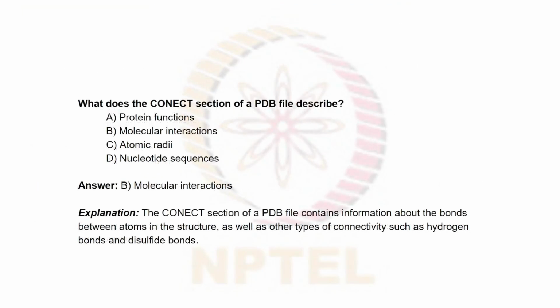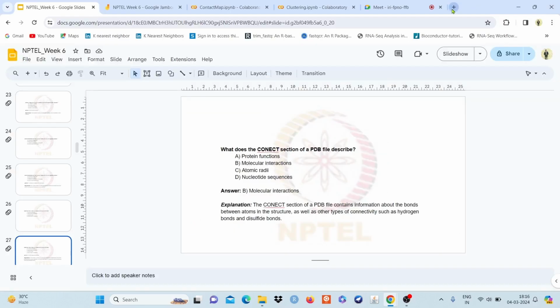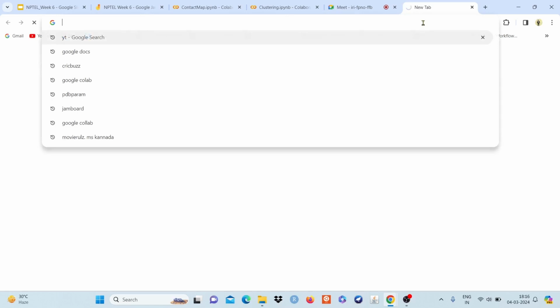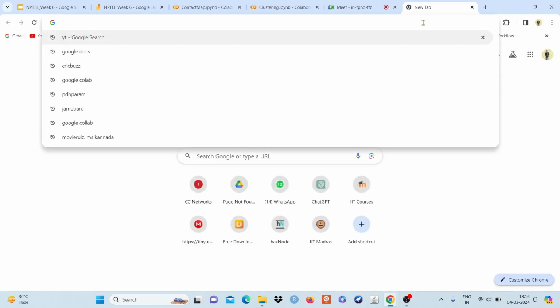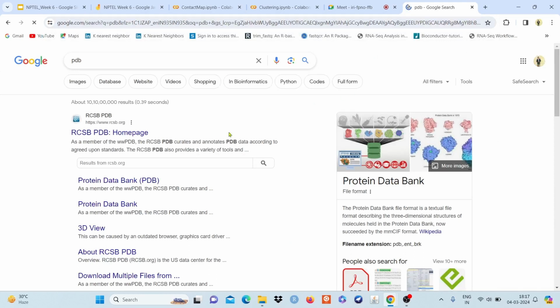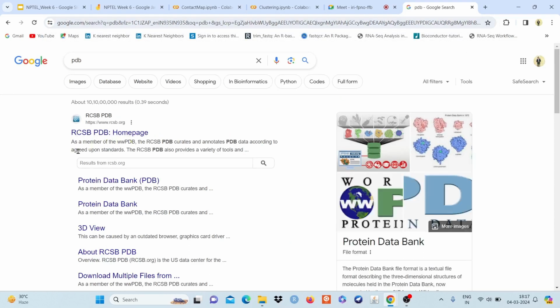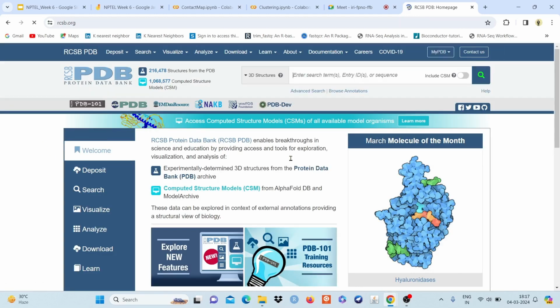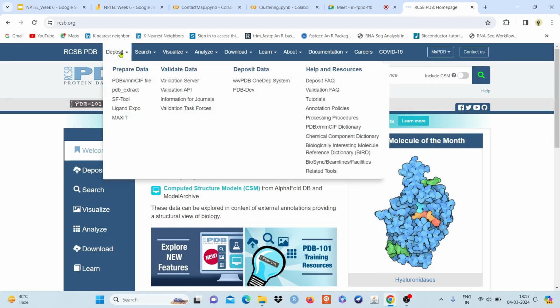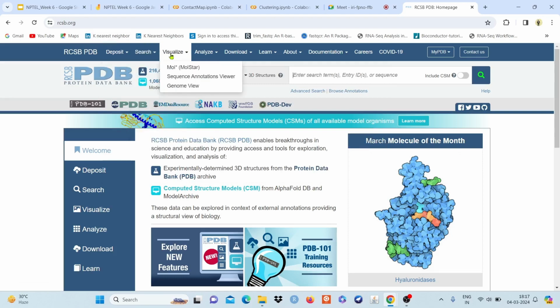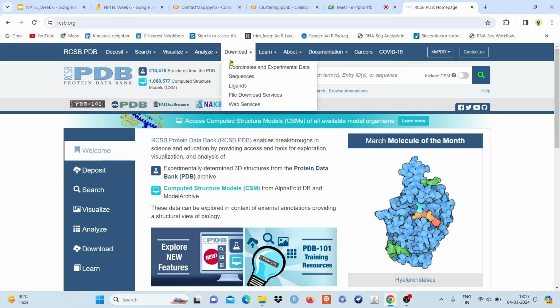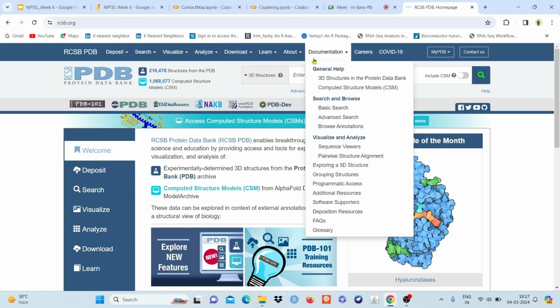Now let's see how the PDB database looks and how to visualize and extract data using it. In a Google search bar, one can type PDB and press enter. Then you can see the RCSB PDB homepage. This is the homepage of the PDB database, which includes deposit, search, visualize, analyze, download, learn about, documentation and other things.